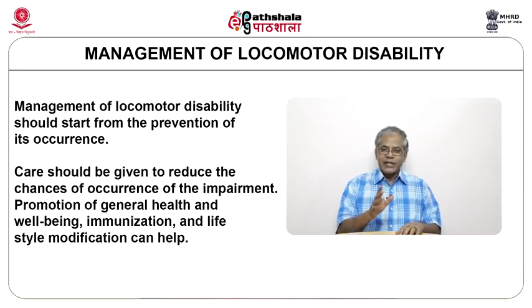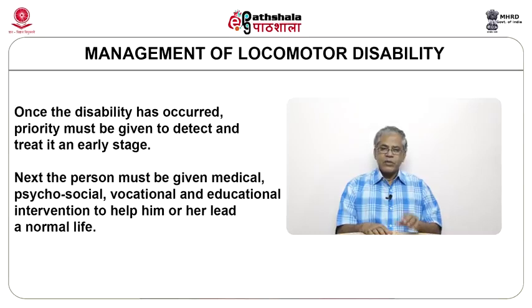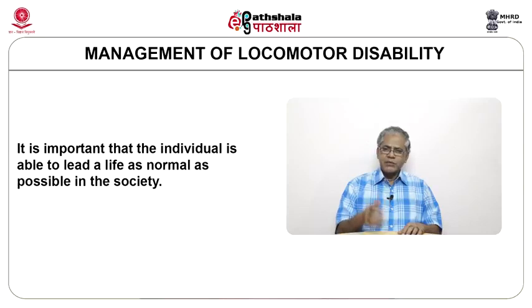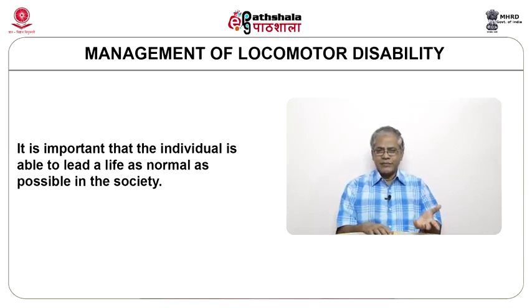Promotion of general health and well-being, immunization, and lifestyle modification can help. Once the disability has occurred, priority must be given to detect and treat it at an early stage. Next, the person must be given medical, psychosocial, vocational, and educational intervention to help him or her lead a normal life. It is important that the individual is able to lead a life as normal as possible in society.